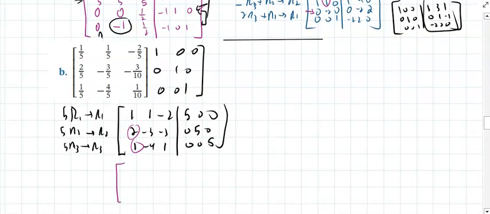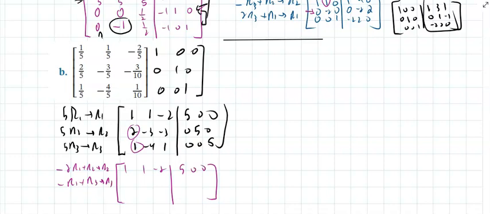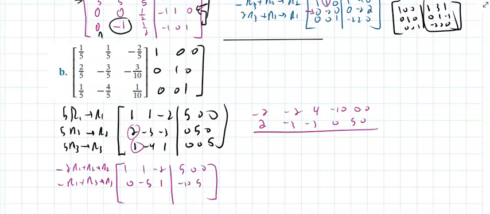So the way that would happen, I will take negative twice row 1 plus row 2 in row 2, and I'll take negative row 1 plus row 3 in row 3. So row 1 I am using, but I'm not changing. If I multiply row 1 by negative 2, that's a negative 2, negative 2, 4, negative 10, 0, 0. Add that to row 2, 2, negative 3, 0, 5, 0. I'll get a 0, negative 5, 1, negative 10, 5, and a 0.